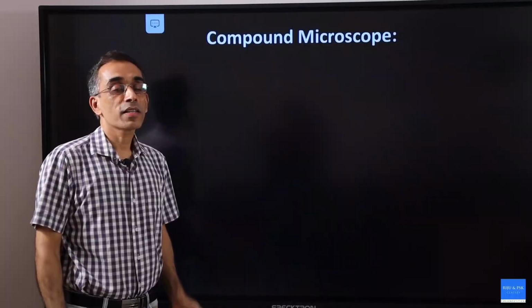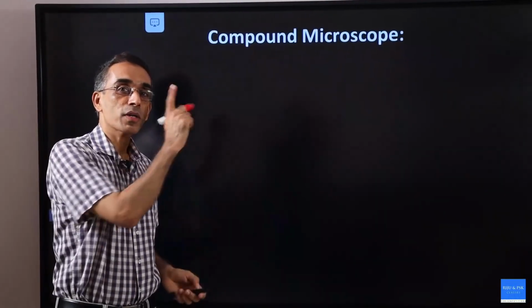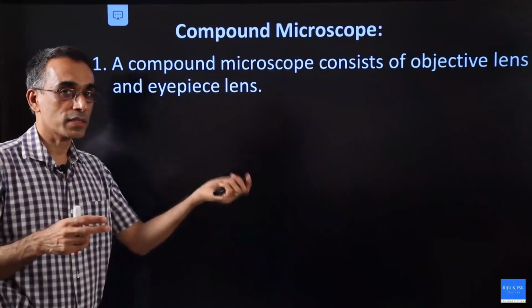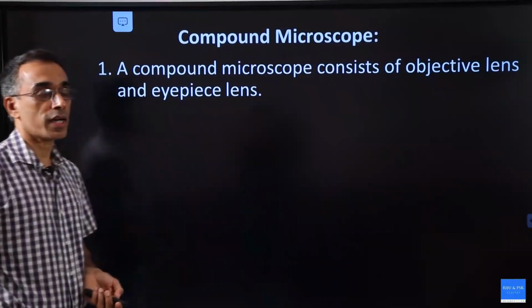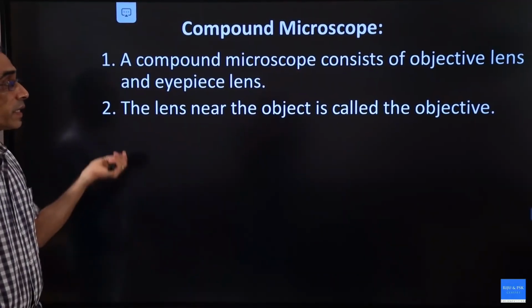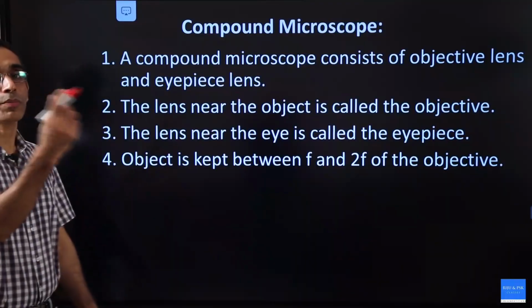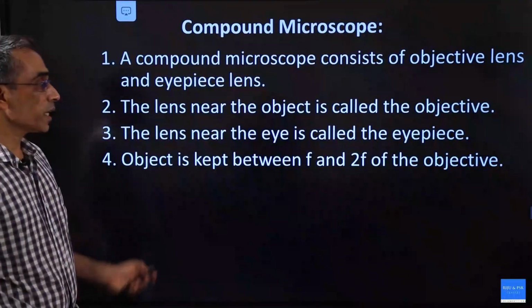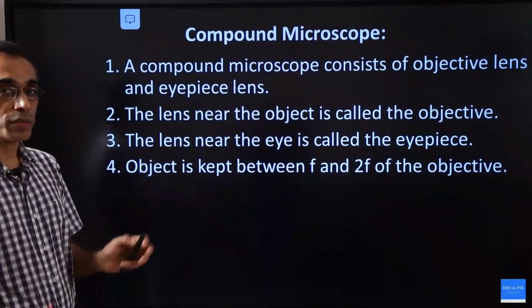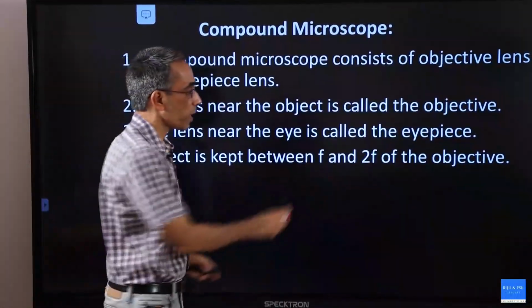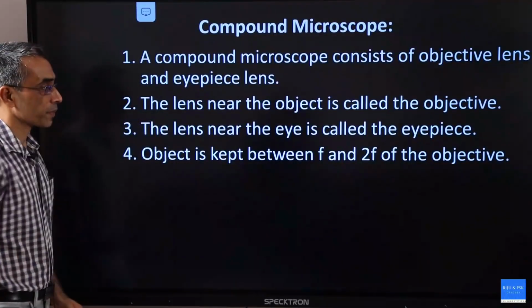Okay guys, the important points about the compound microscope. First, it consists of two lenses as we discussed earlier, the objective lens and the eyepiece. Which is the objective? Near the object. Which is the eyepiece? Near the eye. And where is the object placed? It is kept between f and 2f, of which lens? Of the objective. That is why the object is between f and 2f of the objective, right?